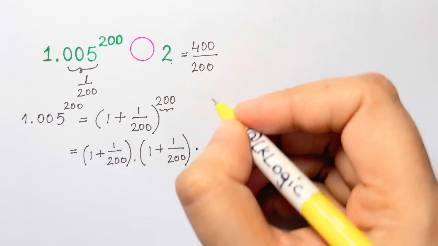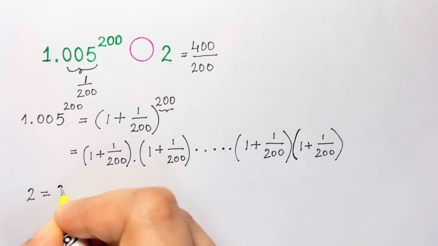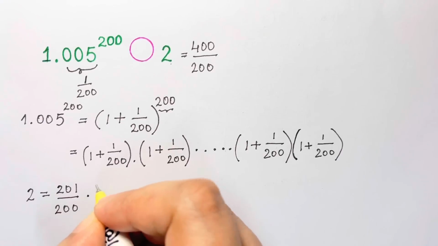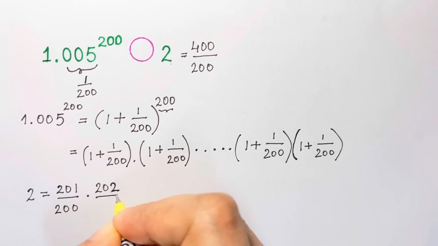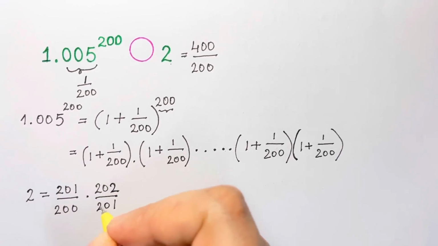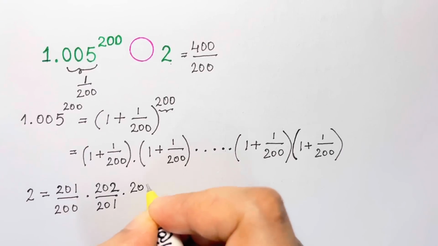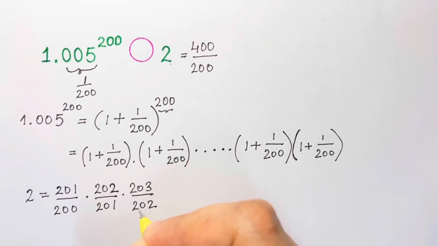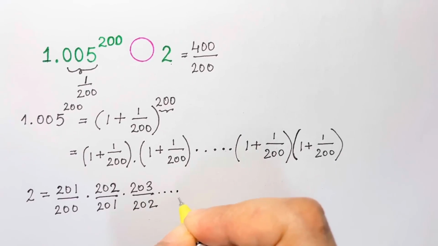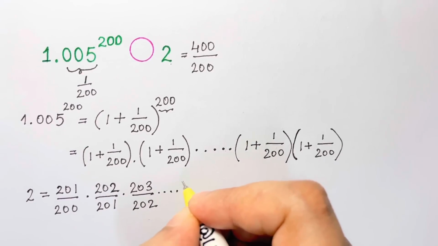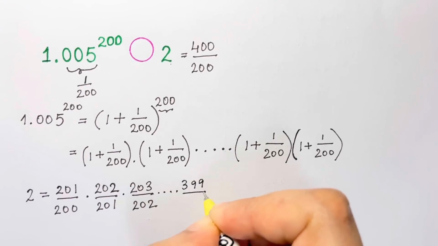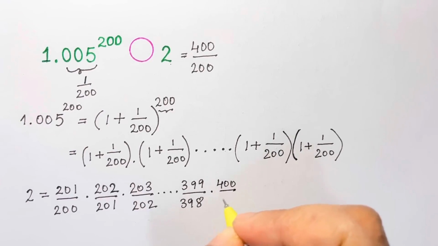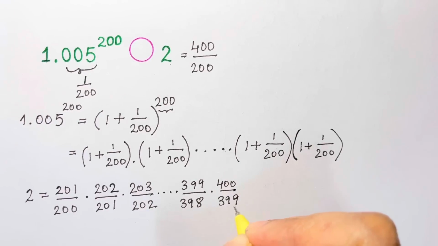And then we are going to write it as, first the denominator is 200 and the numerator I'll write as 201. And then times the second fraction, the denominator is 201 because I can cancel them, and the numerator is 202. And the third denominator is 202. Therefore, I can cancel this 202 and the numerator is 203. The fourth one similarly like that. The second last is 399 over 398. And the last term denominator is 399. I can cancel it and the numerator is 400.